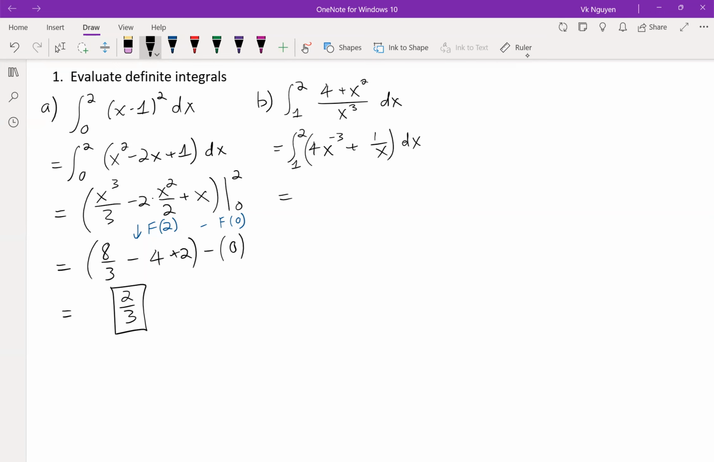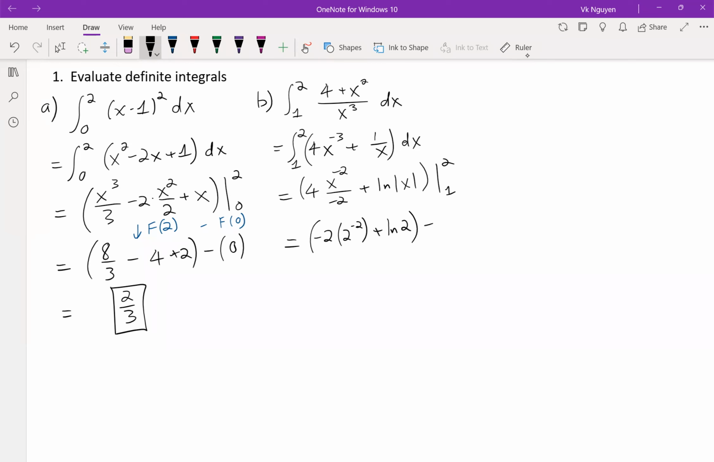The antiderivative of x to the -3 is 4x to the minus 3 plus 1, which is minus 2, over minus 2. And this is ln absolute value x. Evaluate from 1 to 2. Plug in 2, so we have a -2 times 2 to the -2, plus ln 2.